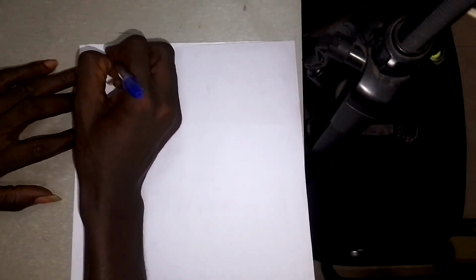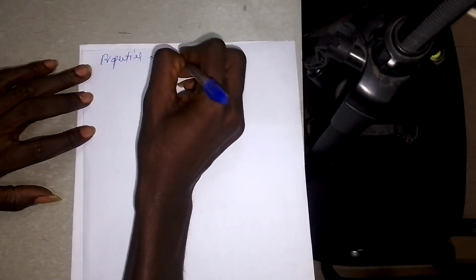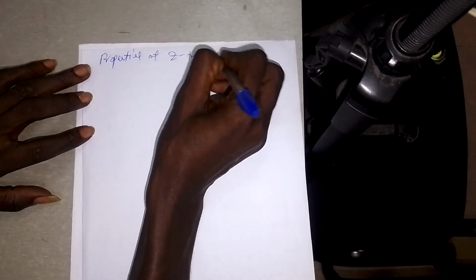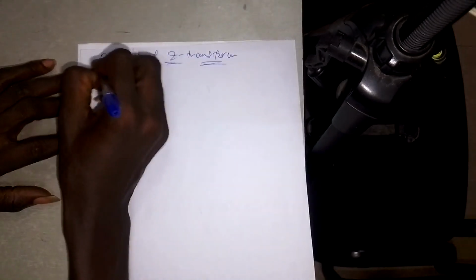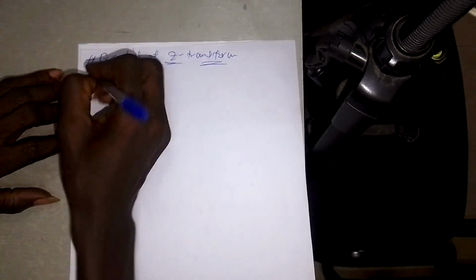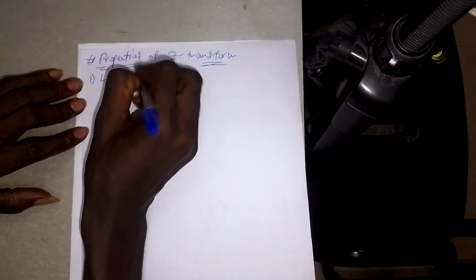Let's talk about the properties of Z transform. Okay, so the first one we shall talk about is called the linearity property.